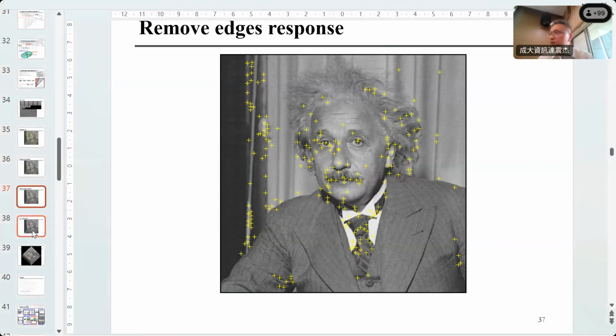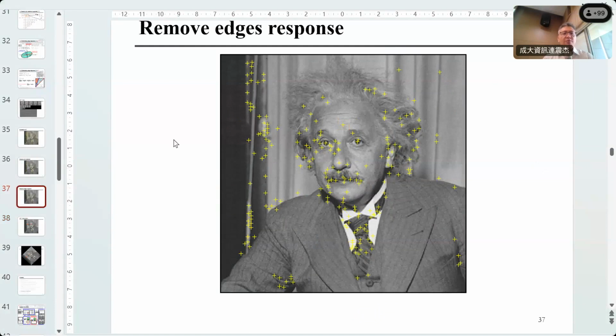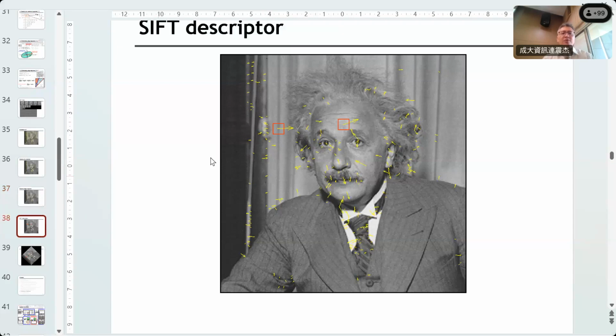Okay, we continue our lecture. So next step, we will try to do this. So far, we removed the edges, so those points are basically the corner points. Next, for each point, each corner, we'll give it a patch. The center will be the corner point, and we'll take a small patch, a small region, and find the major rotation angle for each patch.